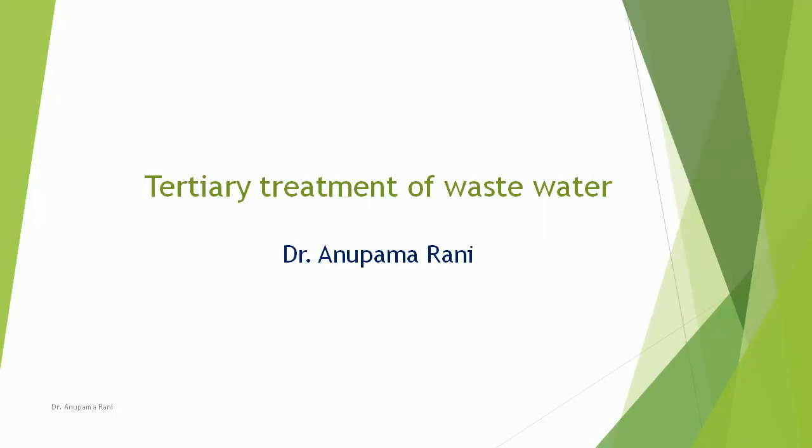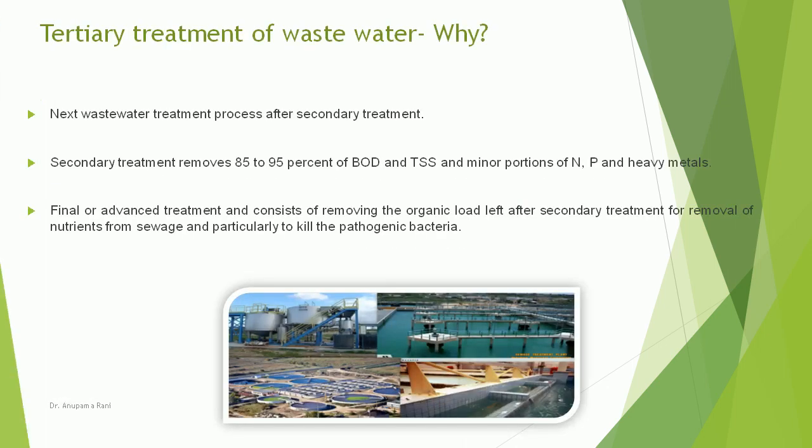Hello everyone. In this video, we are going to talk about tertiary treatment of industrial wastewater, which is the last process of all the treatment steps. Tertiary treatment is the next wastewater treatment process after secondary treatment. This treatment is sometimes called the final or advanced treatment and consists of removing the organic load left after secondary treatment, for removal of nutrients from sewage and particularly to kill the pathogenic bacteria.